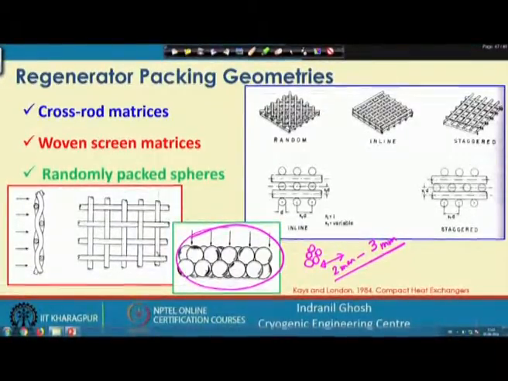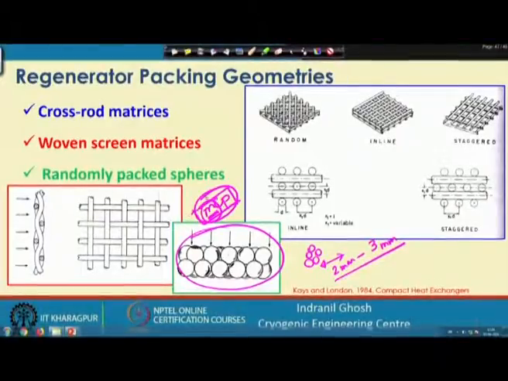So, usually what we look for is a large heat transfer surface area per unit volume, low pressure drop, and obviously a high heat transfer coefficient between the fluid and the material. And of course, needless to say, it should have a large heat capacity, or the Cp should be high. So, mCp is the heat capacity of this material.